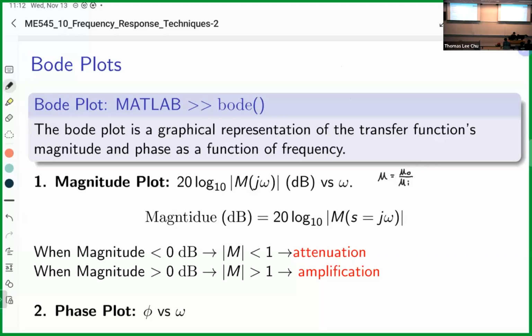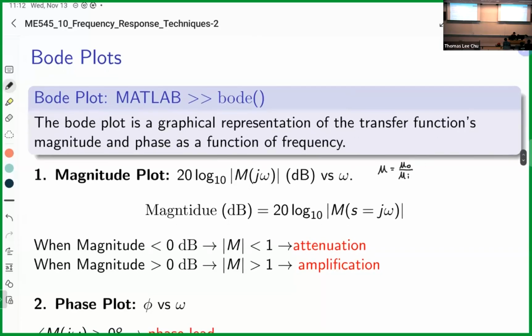So then it's going to be in log scale, log base 10 scale, which is also known as decibels. Some places might do 10 times log base 10. It does not really matter because it's just scaled then. And there are two things you need to know about the decibel scale. When it's below 0, we call it attenuation. When the magnitude is above 0 decibels, it's called amplification.